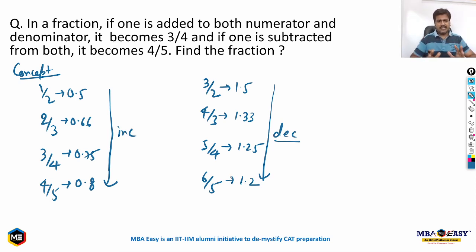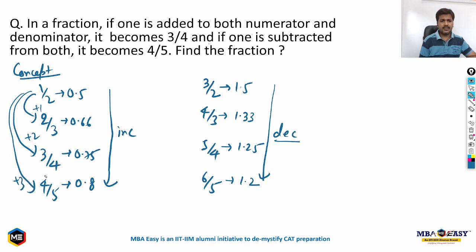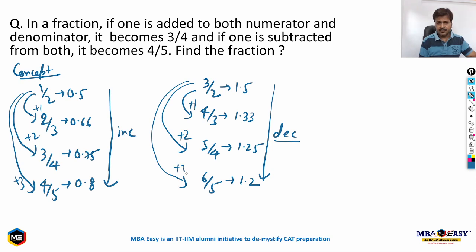So we can very clearly say that in a proper fraction, if you add the same positive number to both numerator and denominator, the fraction will increase. जैसे 1/2 में 1 ऐड करेंगे तो और बढ़ जाएगा, 2 ऐड कर देंगे तो और बढ़ गया, 3 ऐड कर देंगे तो और ज्यादा बढ़ गया. But the opposite happens in case of improper fraction. 1.5 से 3 ऐड कर दे तो और ज्यादा घट जाएगा, 1.33 हो जाएगा, और ऐड करेंगे तो और घट जाएगा, right? Now this is a concept.